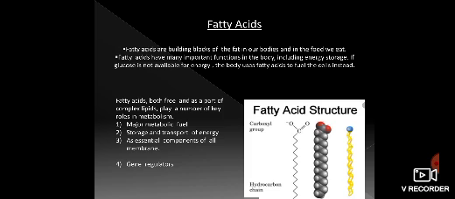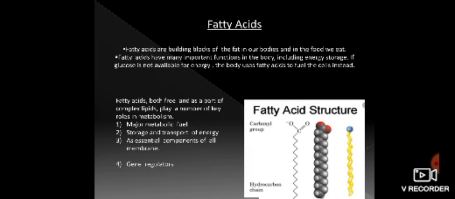Fatty acids, both free and as a part of complex lipids, play a number of key roles in metabolism. First, major metabolic fuel. Second, storage and transport of energy. Third, as an essential component of all membranes. And the last one is gene regulators.